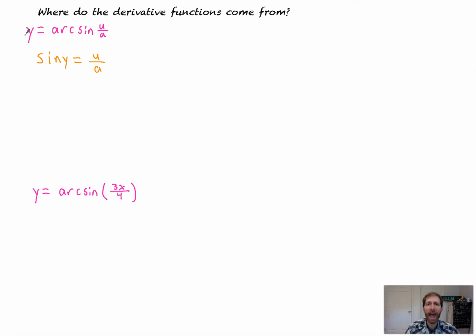If arc sine of u over a is y, then sine of y equals u over a. And remember, we get angles out of inverse trig functions. So the outputs of inverse trig functions are the angles and the inputs are the ratios. The way we normally understand trig functions is that the sine of the angle equals the ratio. So let's deal with that.